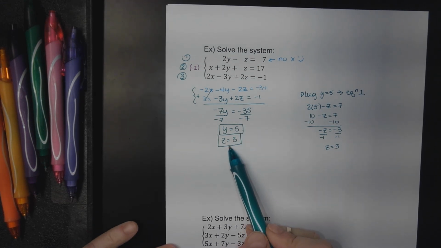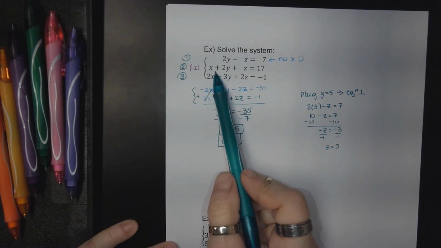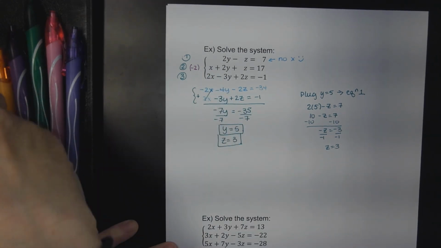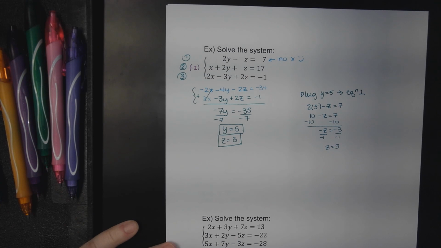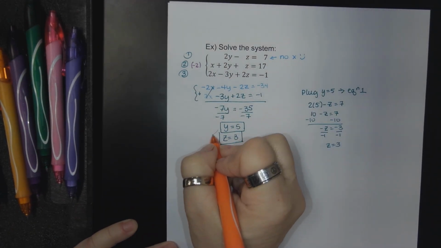So now we have two of the variables, and we just need to solve for x. So we could plug these two into either one of these. I chose number 2, so we're going to plug these.